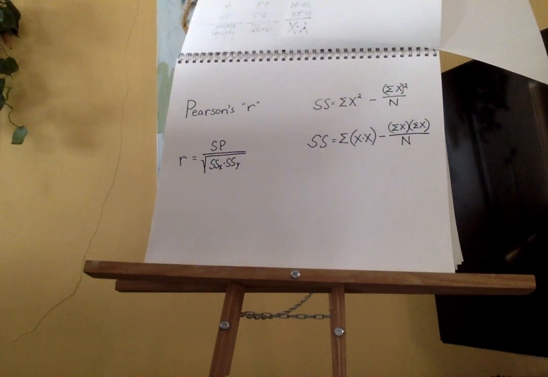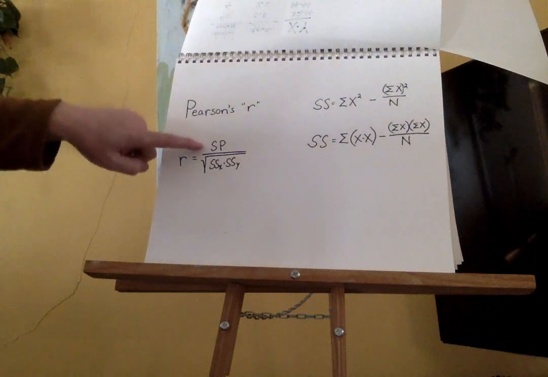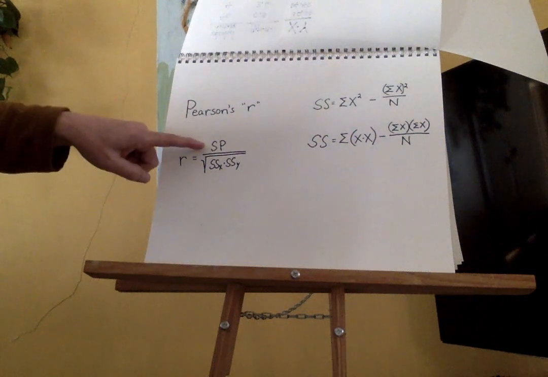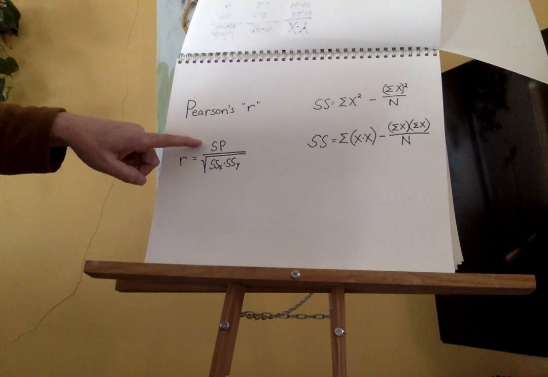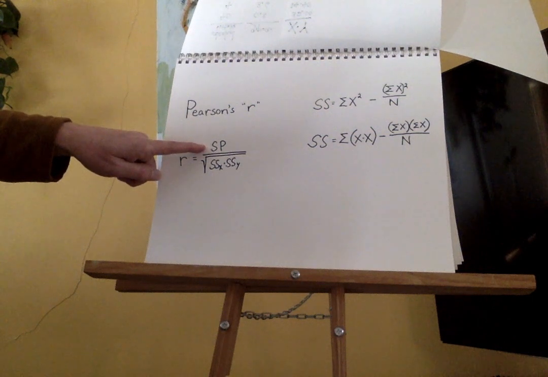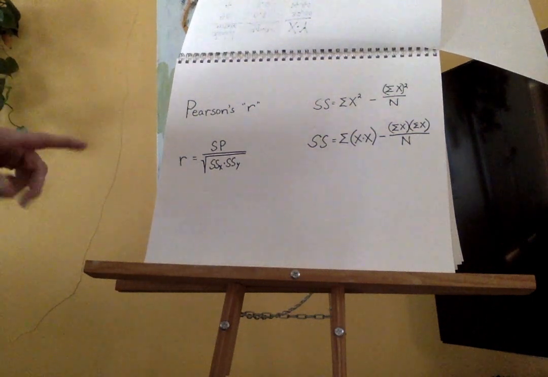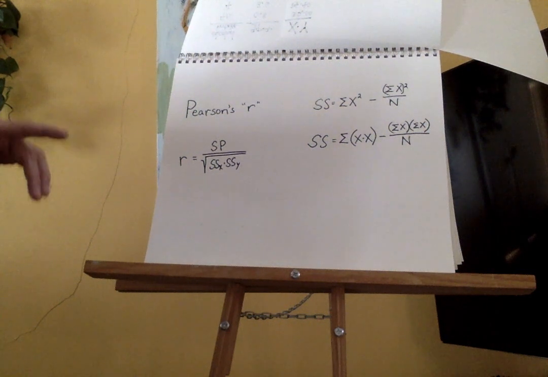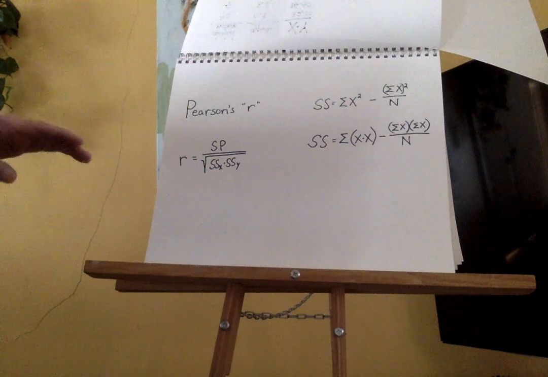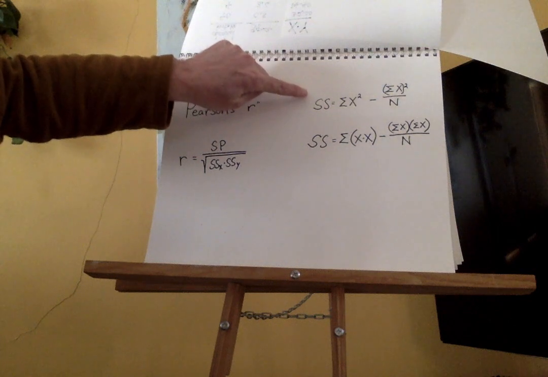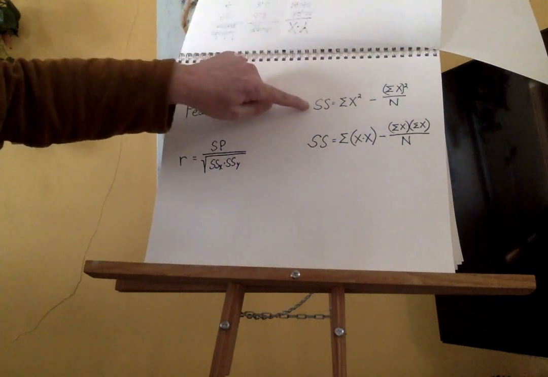We have a new term up here, and that is SP. This is called the sum of the products rather than the sum of the squares. Okay, this is called the sum of the products. And I'll show you what the formula is for SP, and it's related to SS. It's related to sum of squares. It's different, but it's related. So remember our sum of squares formula, okay? And we'll be using that to get our sum of squares for that group.